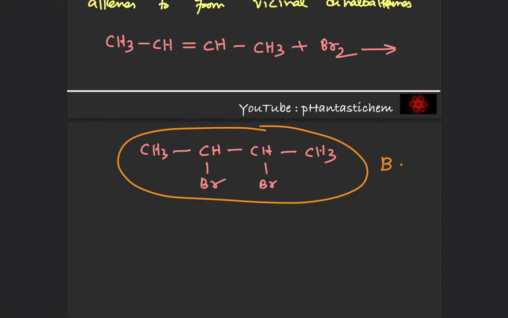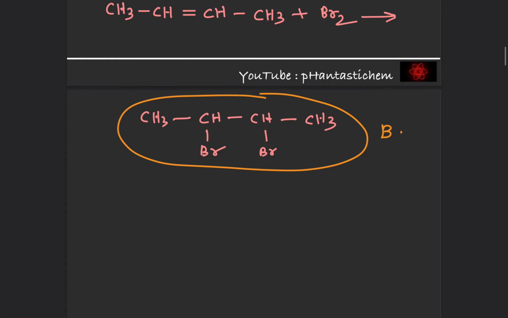Cool. Then B reacts with ethanolic KOH and sodamide, which is NaNH2, to give C. Okay, so we should know that vicinal dihaloalkanes, that is these guys, undergo dehydrohalogenation, which is loss of hydrogen and halogen, to give alkynes when heated with an alcoholic solution of potassium hydroxide or sodamide.